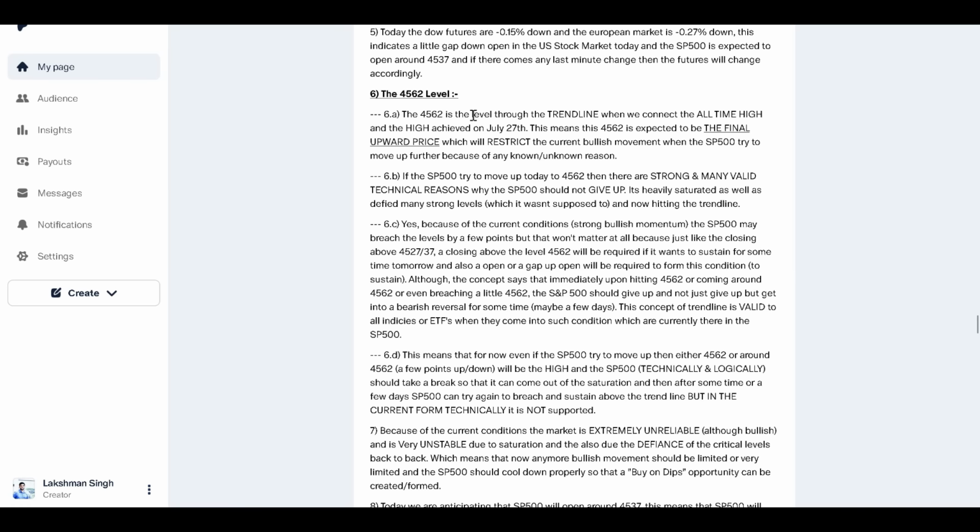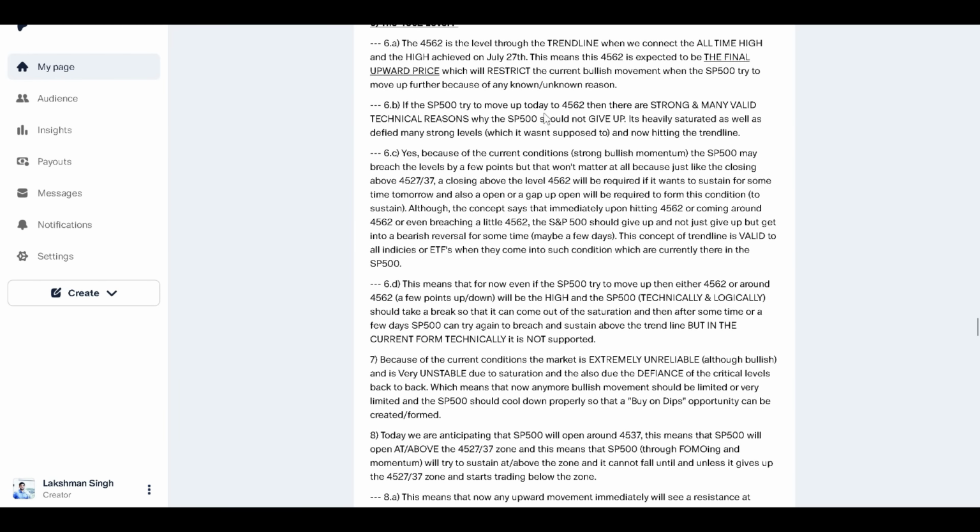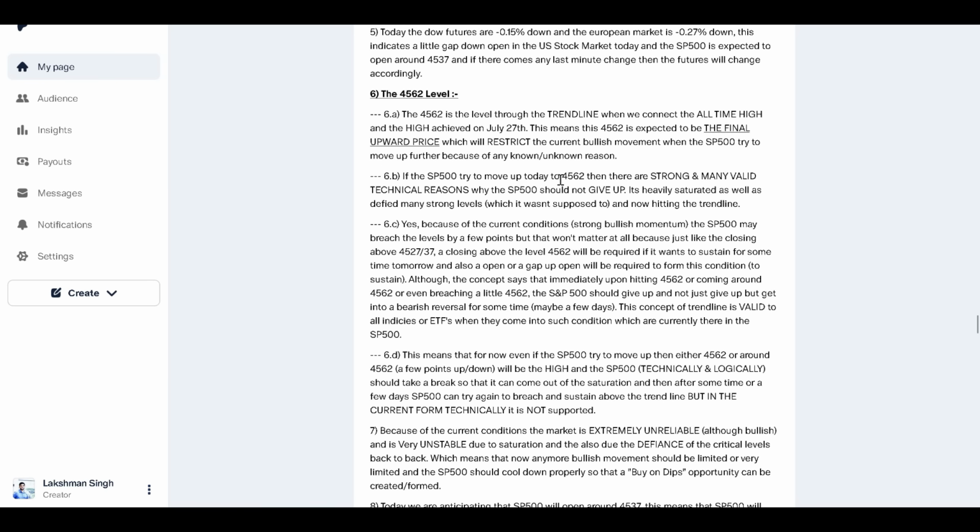This is the trend line level, so any upward movement will be very much confined, extremely limited to or around 4562. Although there is a next level a few points above this one. Because of the extremely heavy bullish momentum, we were expecting that the S&P 500 has the potential to breach 4562. However, any breach of 4562 will be extremely limited.